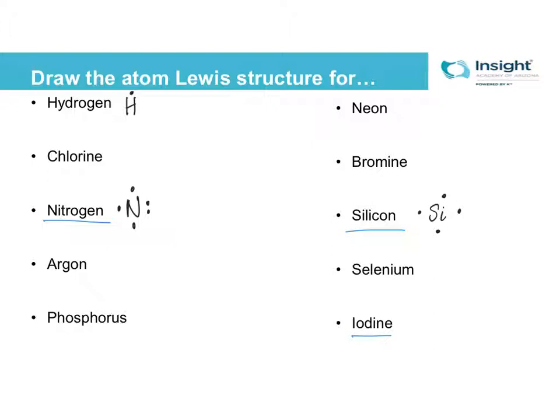Iodine is in group 7A. So there's the symbol for iodine. And I've got 1, 2, 3, 4, 5, 6, 7. As long as you have 3 pairs and 1 solo electron, you did it right.